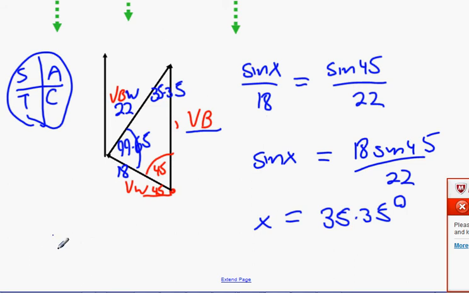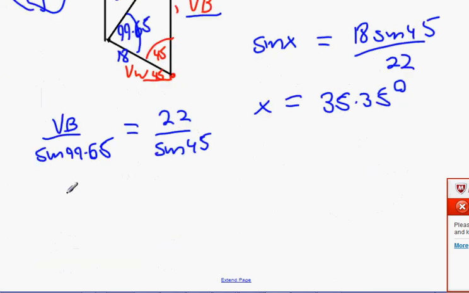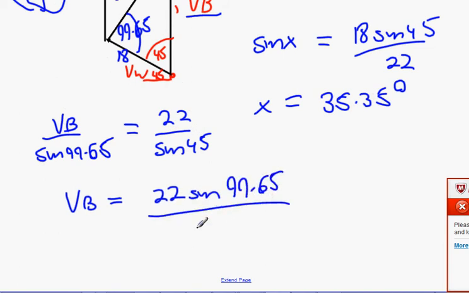We're going to do v_b over sine 99.65. And what will that equal? Either one. Let's do 22 over sine 45. Cross multiply. Can somebody give me the answer for this, please? 22 sine 99.65 all over sine 45. What do we get? 30.67. Perfect.